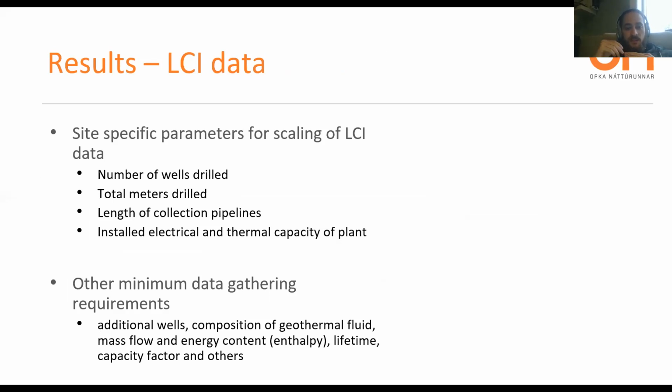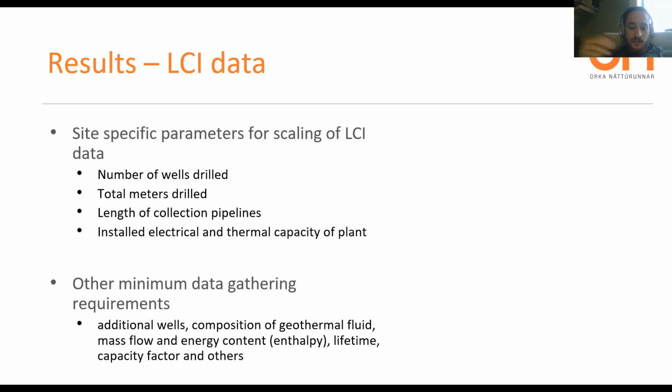So when you're looking at the results, you have the LCIA data, and when you're getting the site-specific parameters for the scaling of the LCIA data, how do you collect it all? You look at the number of wells drilled, you're also looking at the total meters drilled in each individual well. Maybe in Hellisheiði area, if it's about 2,000 meters per well and you have 50 wells, then you have about 100,000 meters of wells that have been drilled all around the site.